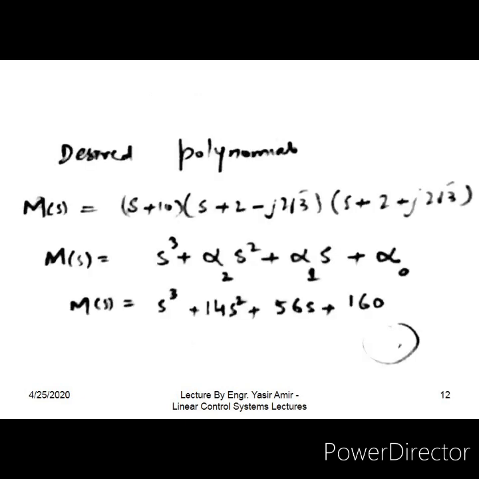Now in the question we were given some poles, the required poles. On the basis of that we will consider the desired polynomial, as you can see over here, we have a function of s as our desired polynomial. We put the poles in it by changing the sign, and then open the brackets. We get this polynomial which is shown over here. In this, the coefficients are alpha 2, alpha 1, alpha naught. Alpha 2 is 14, alpha 1 is 56, alpha naught is 160. So this is what we will compare. We will compare this polynomial with the polynomial that is obtained from the system, and on the basis of that we will calculate the values of k1, k2, etc.